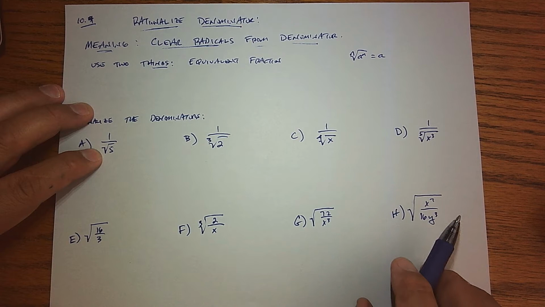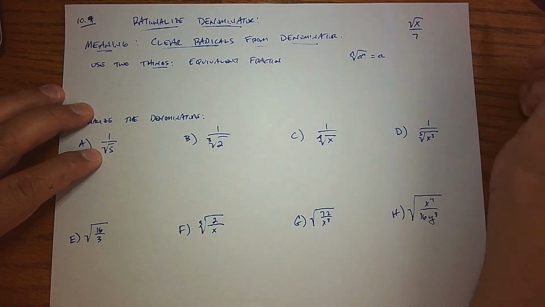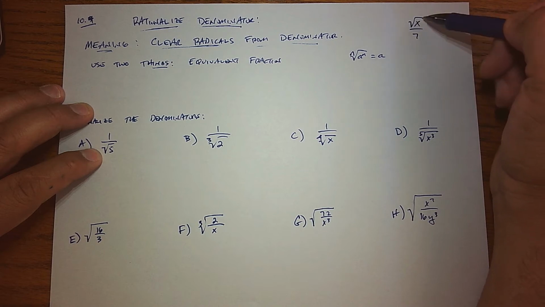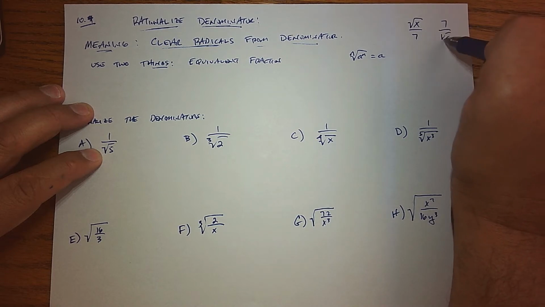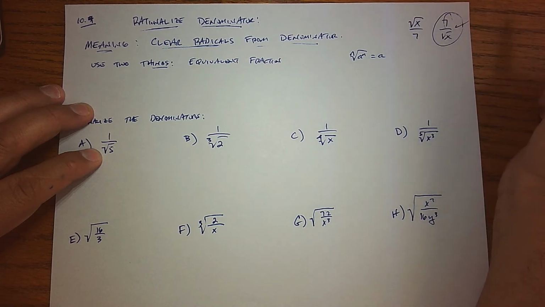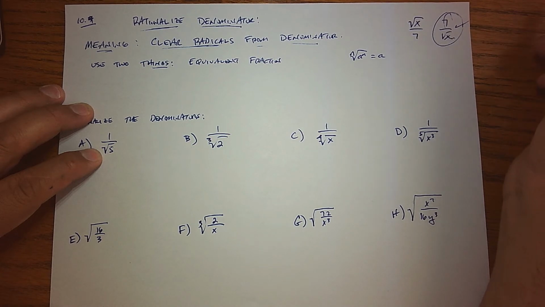So usually, a nice simplified radical expression has no radicals in the denominator. That's different than saying it's a fraction, right? This would be okay: the square root of x over 7. This would be considered a simplified radical expression because there are no radicals in the denominator. However, if I reverse that, this is the guy that we would have to rationalize because there is a radical down in the denominator.